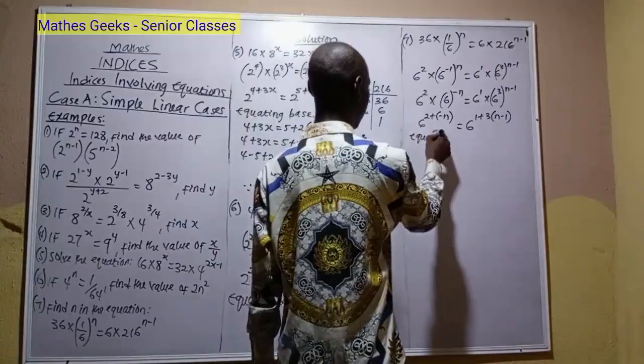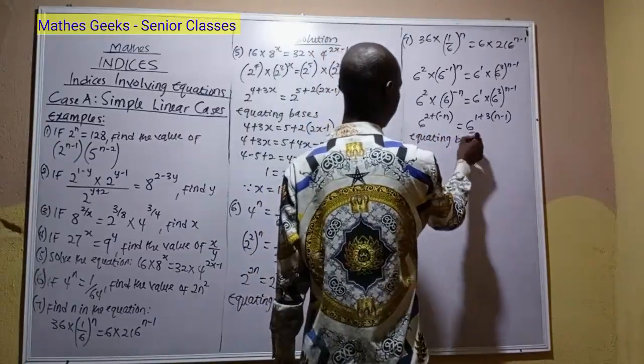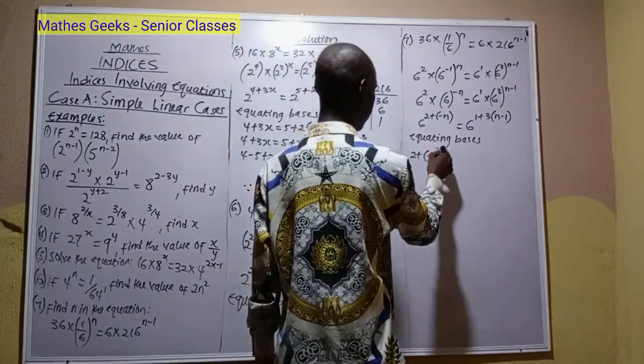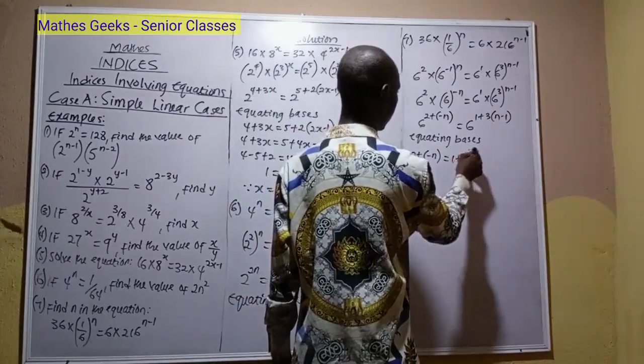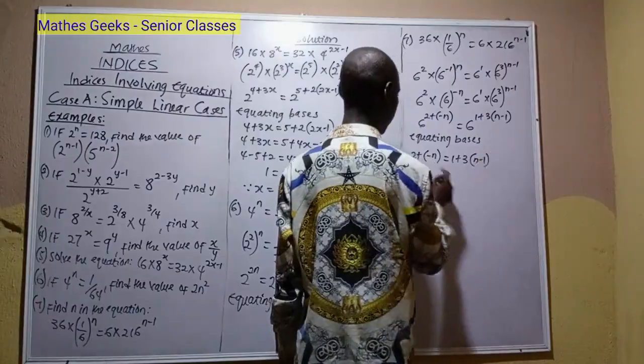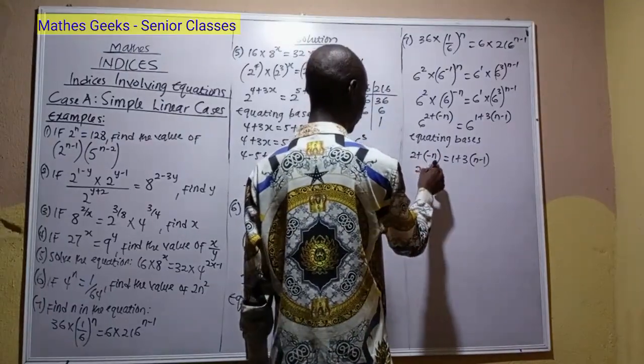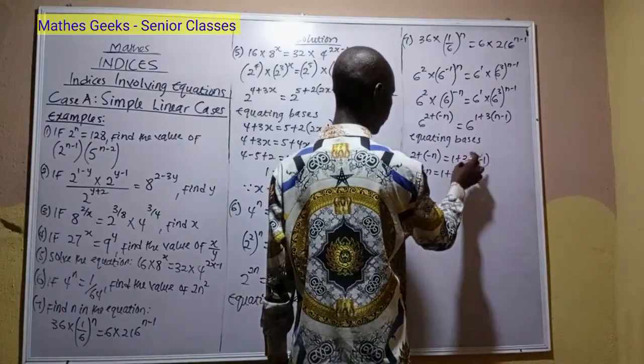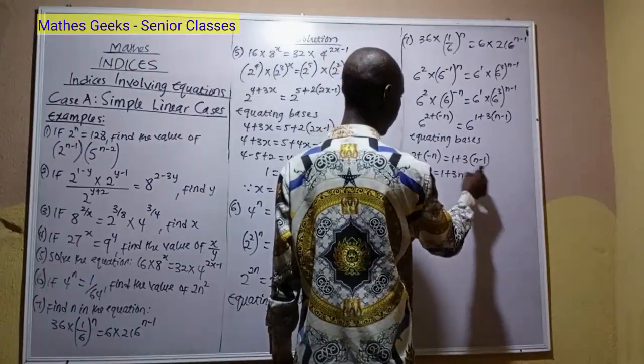So, equating, this is 2 plus n equals 1 plus 3 times n minus 1. That is 2 plus n equals 1 plus 3n, and 3 times minus 1 gives us minus 3.